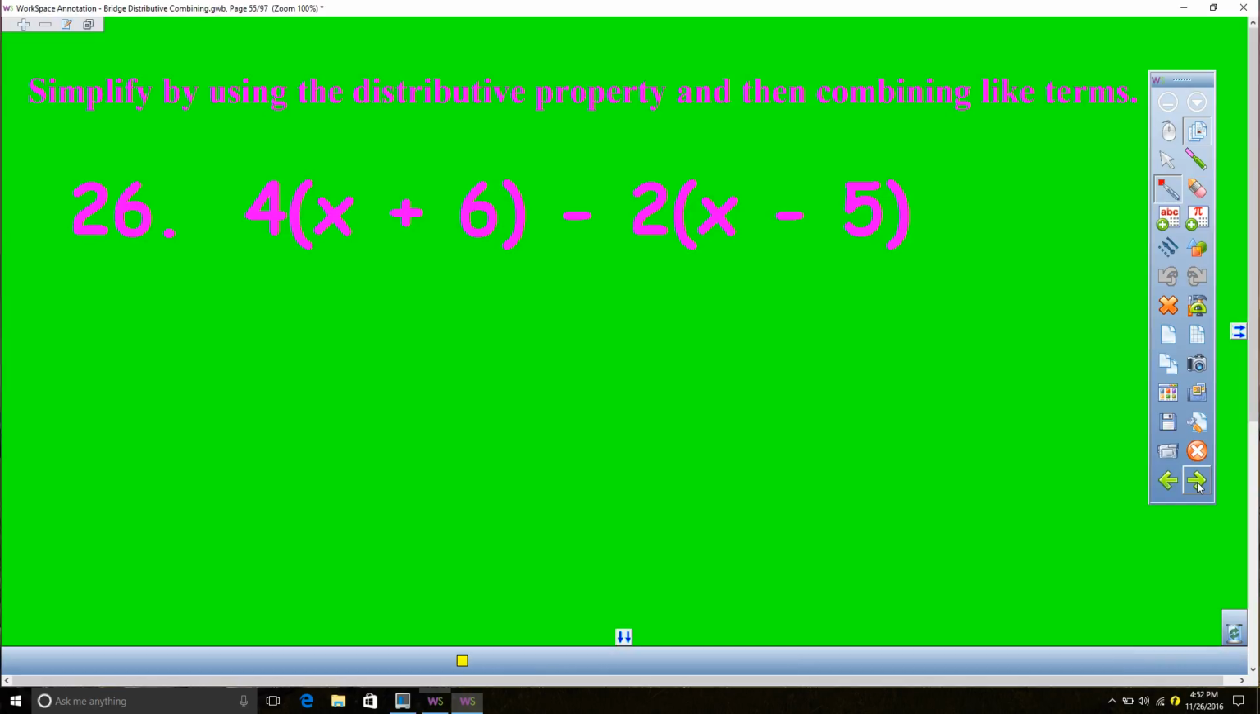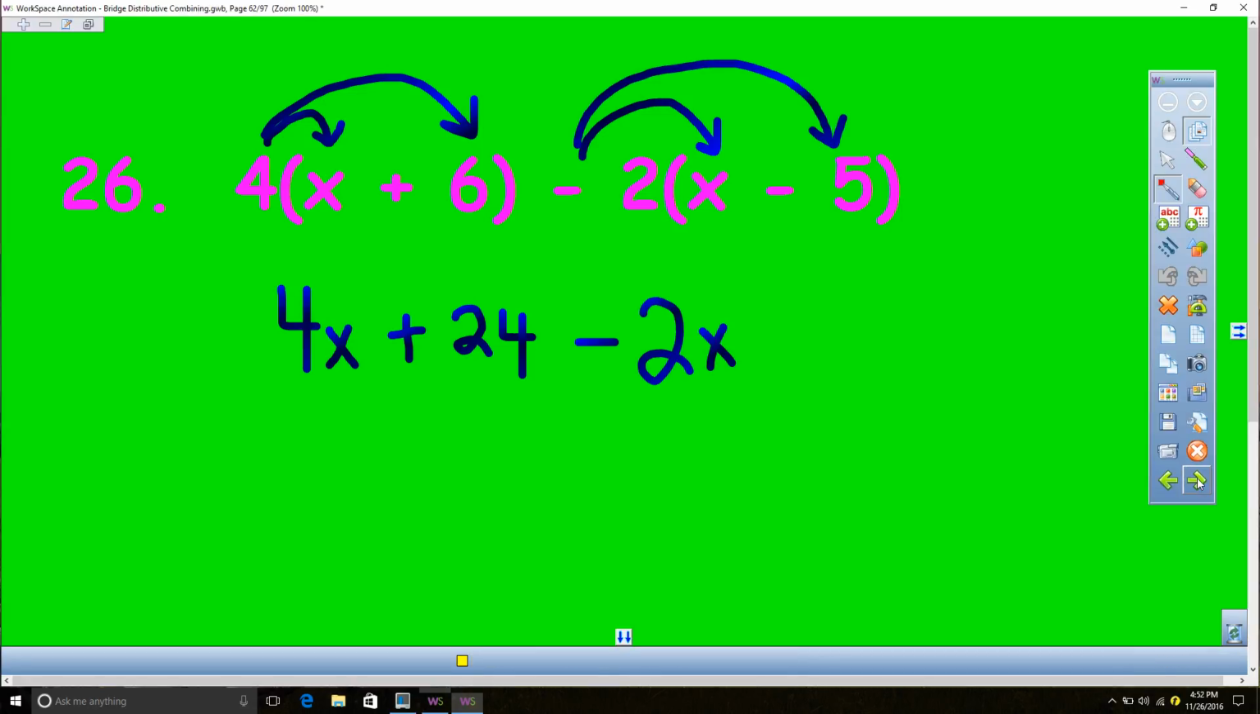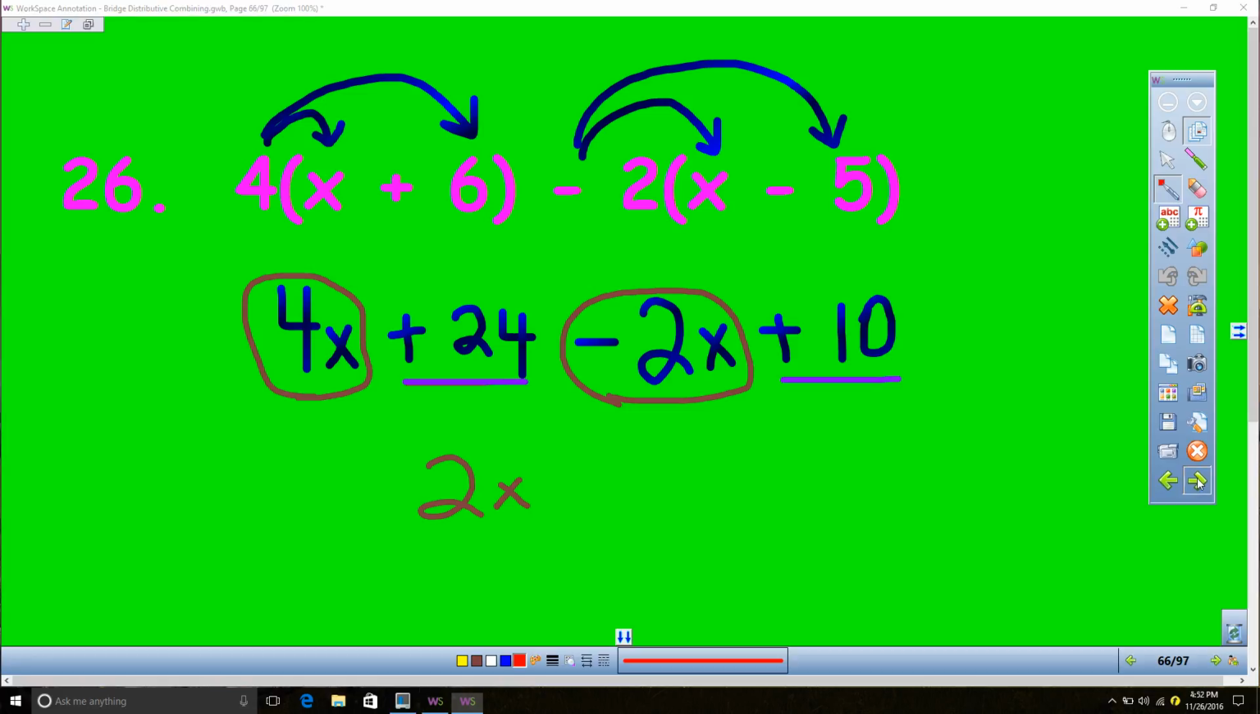Now let's put these two skills together. Let's use the distributive property and then combine like terms. So I can multiply the 4 times the x, the 4 times the 6. Now notice this is not just a 2, it's a negative 2 times the x, a negative 2 times the negative 5, a negative times a negative gives a positive. And now I can combine the x terms, I can combine the constants, and so my answer is 2x plus 34.